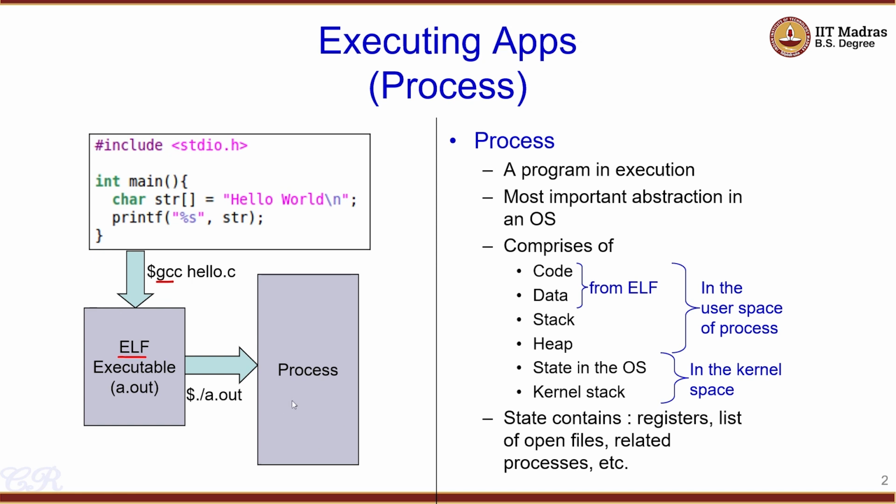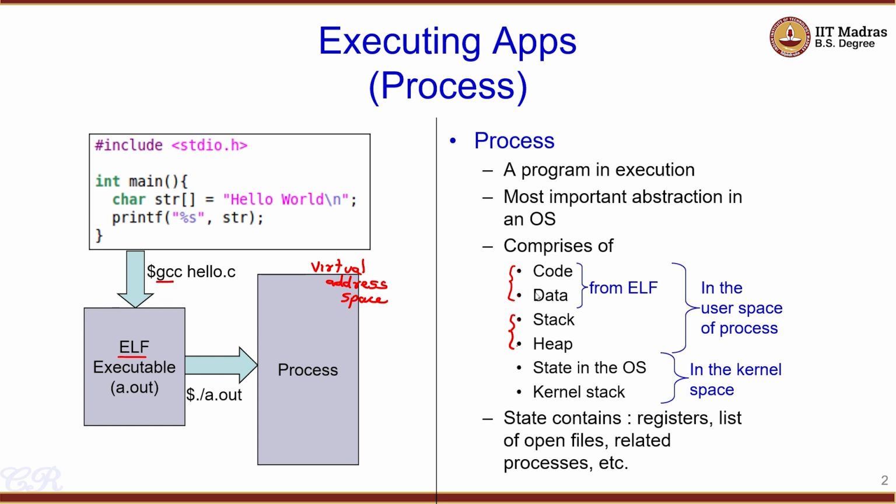As we've seen before, this process is identified by a unique virtual address space and comprises the code, data, stack, and heap. Now, out of these four things, the code and data are essentially copied from the ELF, while the stack and heap are created dynamically.